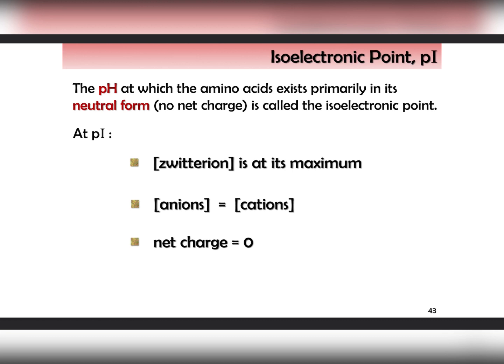Okay. So what does it mean at PI? It means that the concentration of zwitterion is at its maximum. So it exists mostly as the zwitterion. And in other words, the concentration of anions is balanced with the concentration of cations, and the net charge is 0.